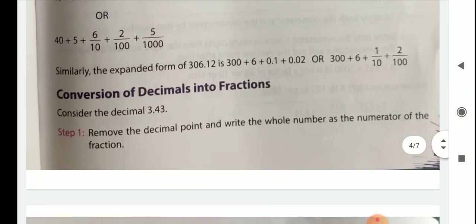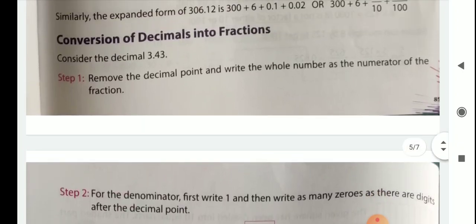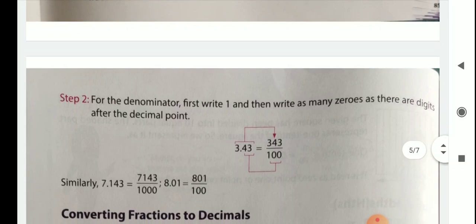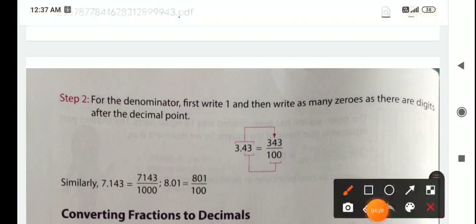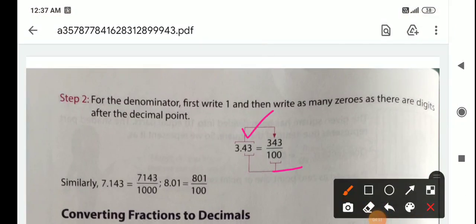Then conversion of decimals into fractions. How do we convert? Step 1. Remove the decimal point and write the whole number as the numerator of the fraction. For example, 3.43. First we write the number normally, that is 343. Then second step, for the denominator, first write 1. Then write as many zeros as there are digits after the decimal point. Here after the decimal point, children, you see 2 places are there. So you write 100.